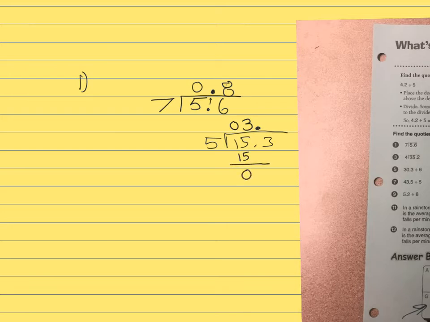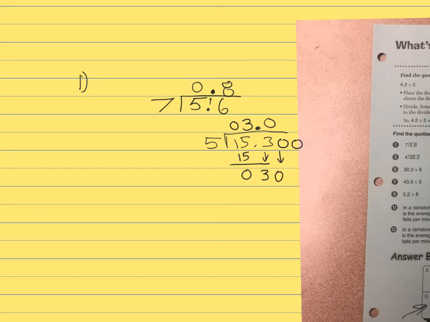I have 0 left. All right, so now I'm going to move down my next number, 3. Does 5 go into 3? No, it does not, so I put a 0 above the 3. I'm going to add a 0. I can add as many zeros after the decimal point as I want. Okay, so 5 does not go into 3. I'm going to bring down the 0.